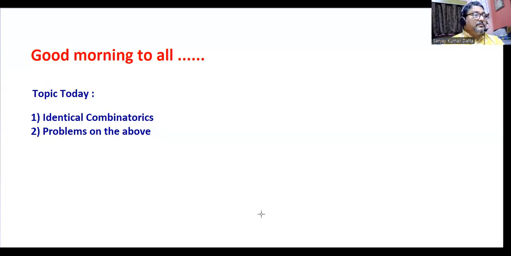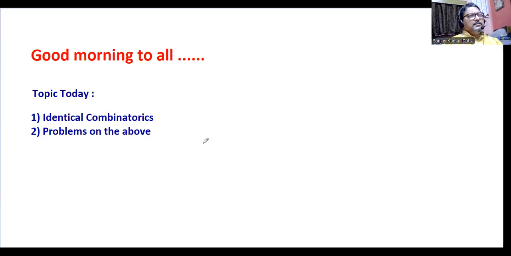And so here we will be learning the next topic that comes in line, that is identical combinatorics, or rather, as they say, identical combinations. We will be understanding how identical combination is different from distinct combinations that we have already learned, and we are going to do a few problems as is customary on the above. So chalo, let us start.